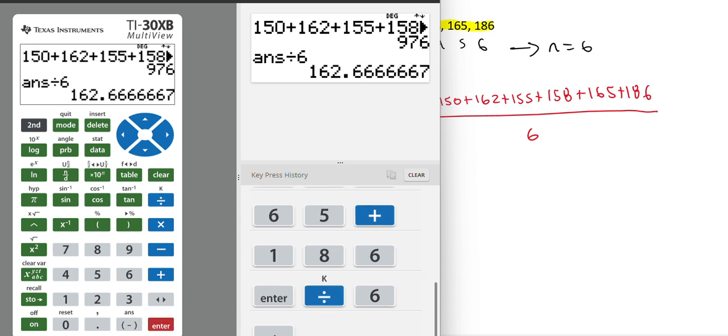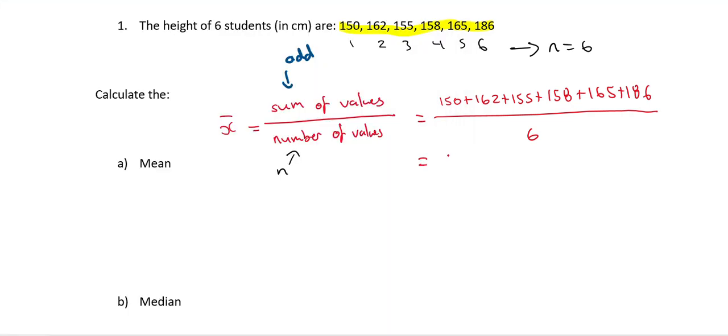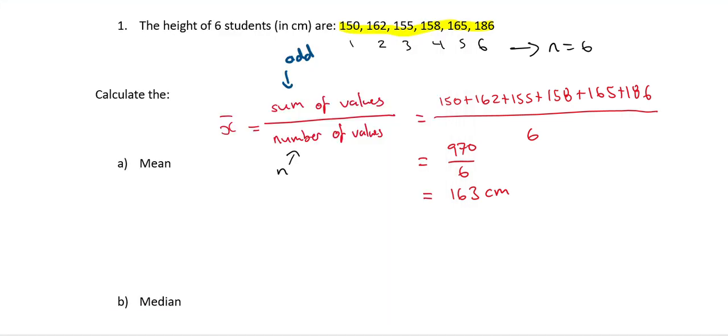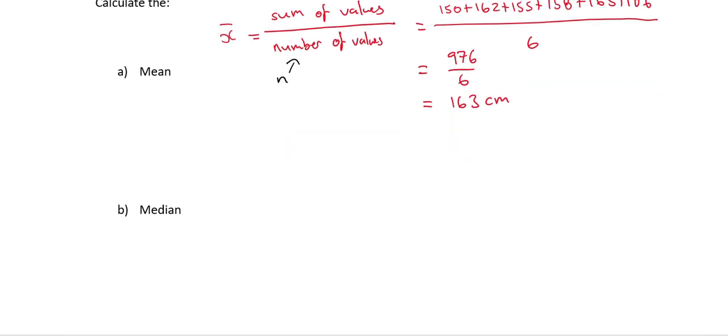You get 162.67. Just round it up to the nearest whole number, so this will be 163 centimeters. So 976 divided by 6 equals 163 centimeters. That's what the mean is, and you're done. 976, my bad. Just like that, very simple. So that's the mean right there.